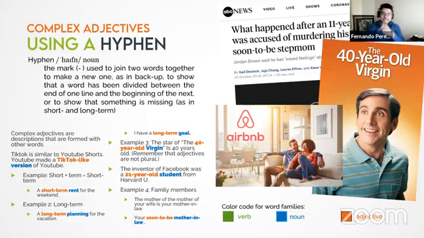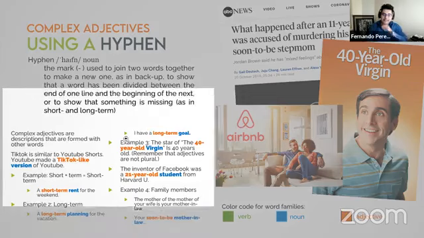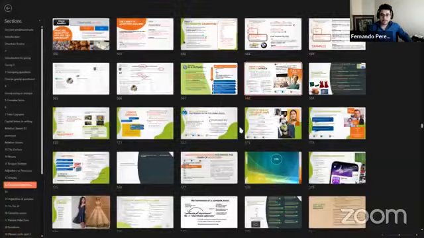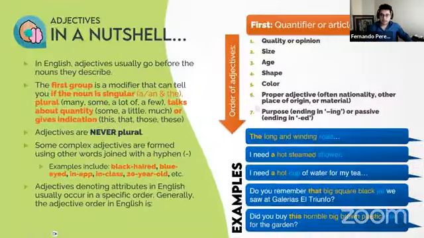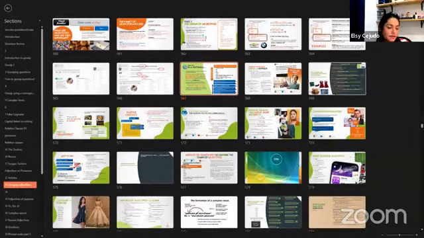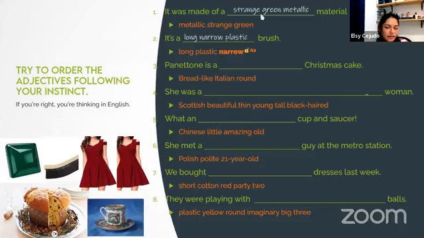This is considered a proper adjective, in the case of number 6: nationality, place of origin, and material. Proper adjective.